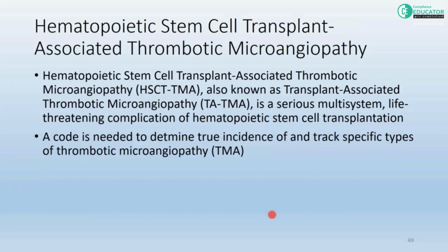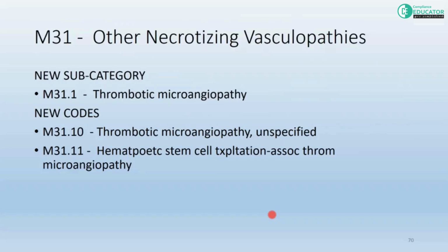The hematopoietic stem cell transplant associated thrombotic microangiopathy, big word. It's a serious multi-system life-threatening complication of some stem cell transplantation. There are organizations saying it would be much easier for them to characterize and to understand how often this really happens if they could have their own set of codes. And so here we have codes for this thrombotic microangiopathy. Whew. New subcategory, and then 2 codes underneath it.